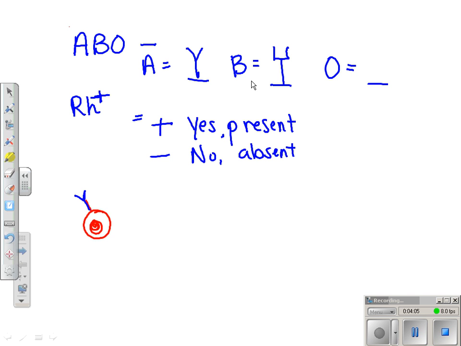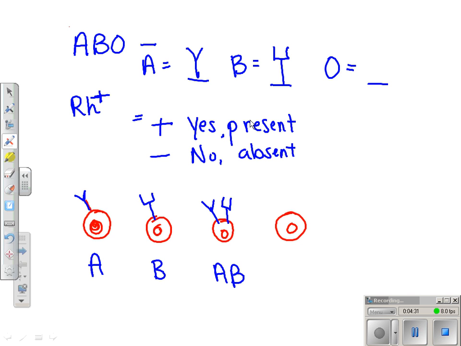So what type of red blood cell is that? A. Okay. And what's that? My pen is not working again. And what's that? Okay. Now, what type of antibodies would you find in type A blood? What type of antibodies would you find in type B blood? What about AB? None. What type of antibodies would be found in O? Both. All right.